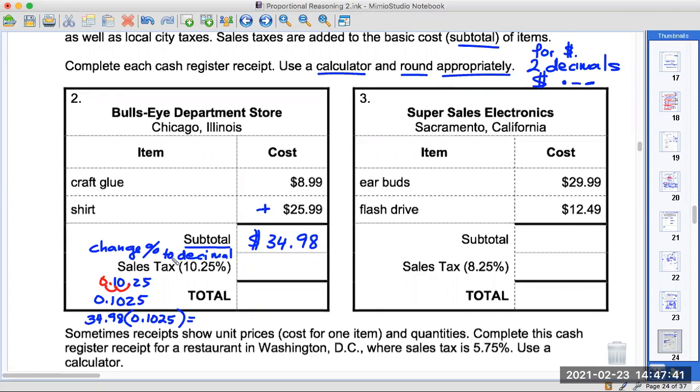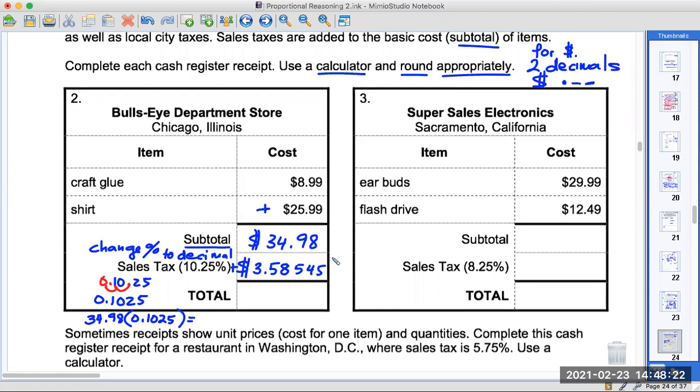So now do not round this amount. The sales tax amount, we're not going to round yet. I'm going to leave it. I see it's 3.58545. So you're saying, well, she's not rounding this? No, we're rounding the total. So you're going to add these two, 34.98 plus this number. See, this number should still be in your calculator. There's no need to retype it. You simply hit plus, and it's taking that number.